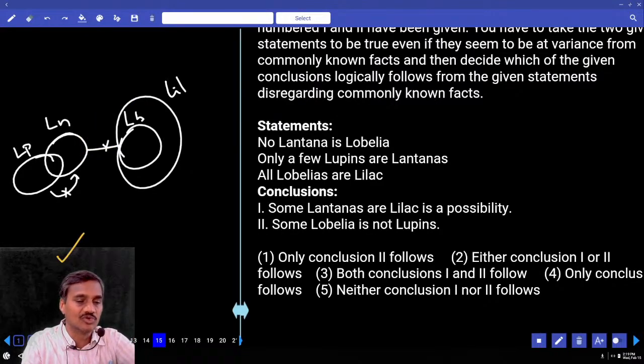And some lobelas are not lupin. Now no lobela is lupin, so "some lobelas are not lupin" is also true.